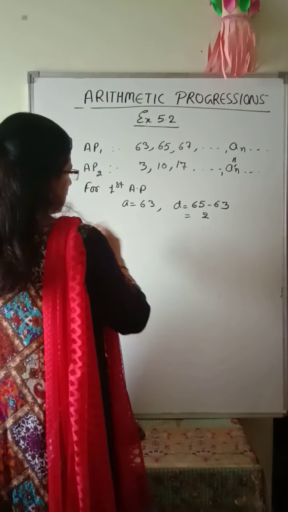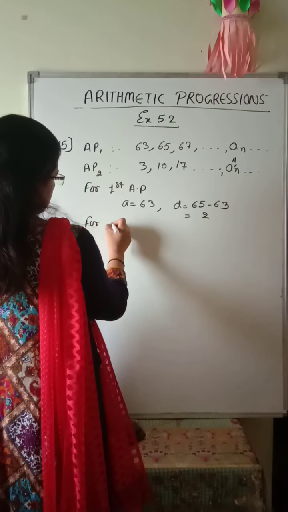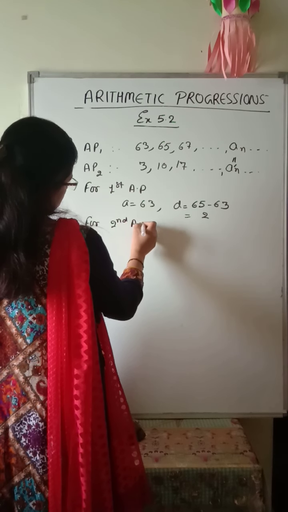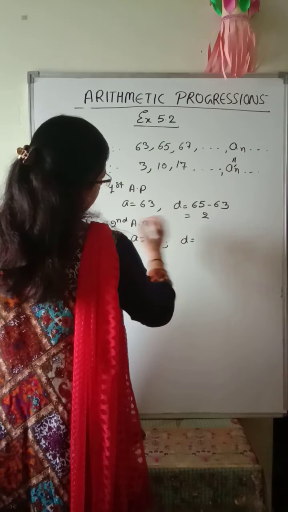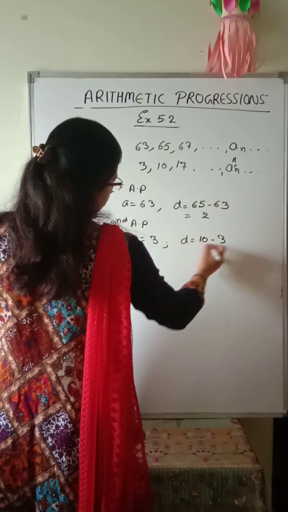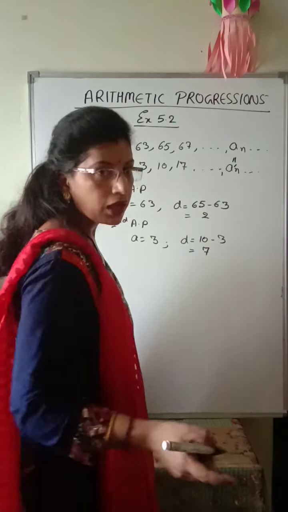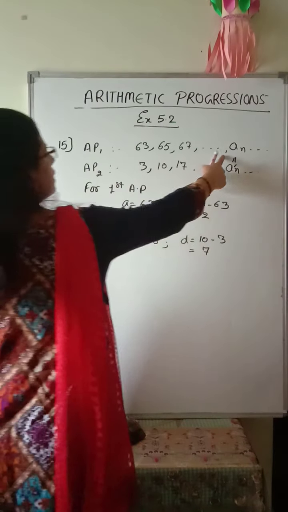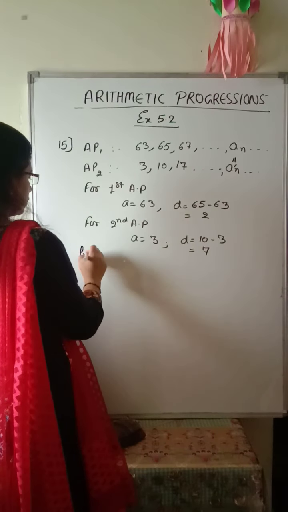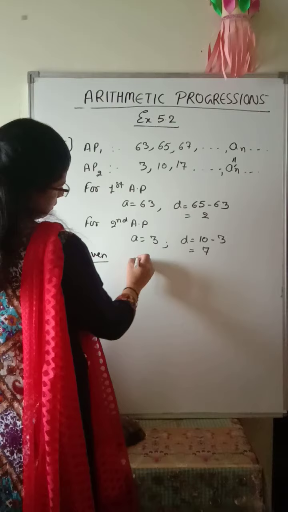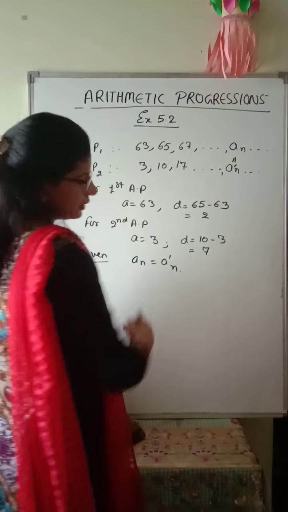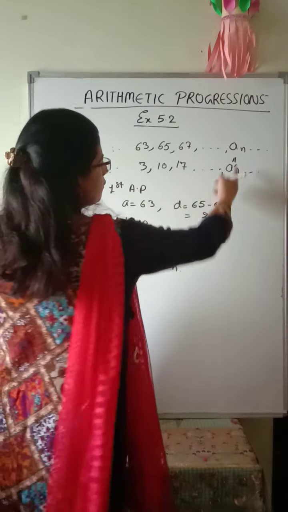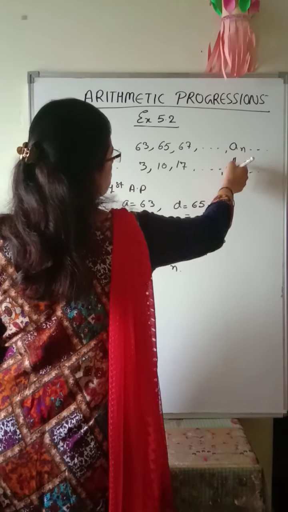Okay, and for the second AP, what is A? 3. What is D? 10 minus 3. That means 7. Okay, so what is given to you? Their nth terms are equal. So given is a n is equal to a dash n. So the nth terms of both are equal. So we have to find the value of n, that is, which term will be the one in which both are equal.